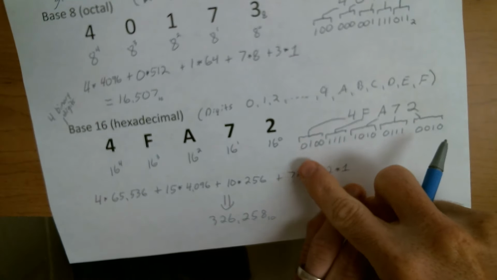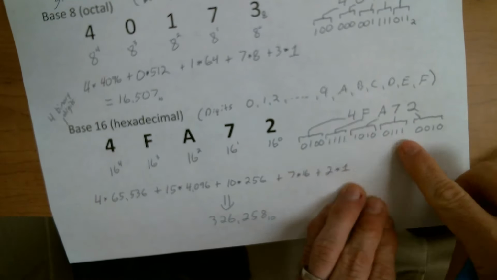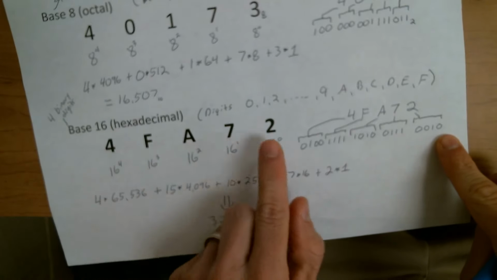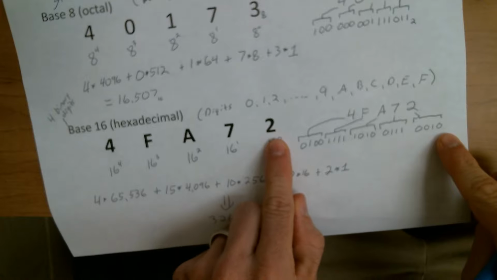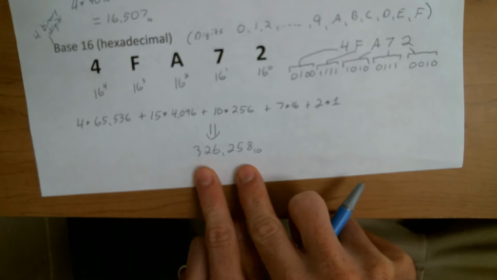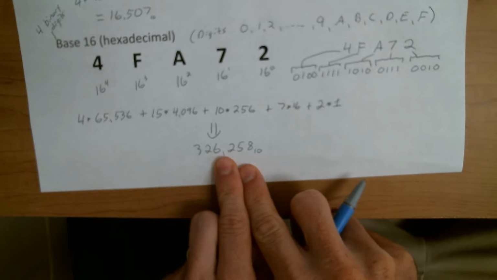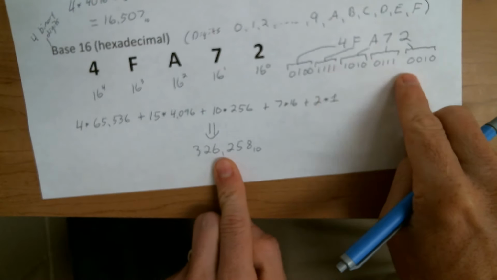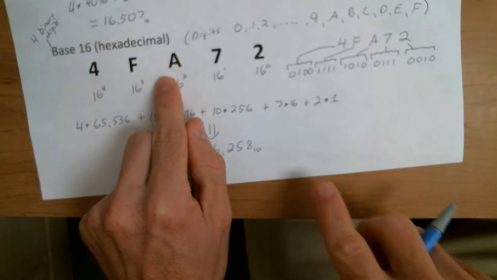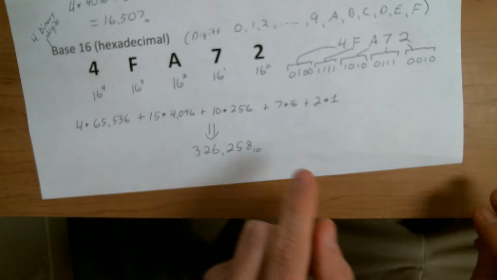So again, this would be the binary representation of 4FA72, which is equal to 326,258. So this is what it is in base 10. This is what the number would be in binary. This is what the number would be in hexadecimal. So again, it's very easy to go back and forth between the two.